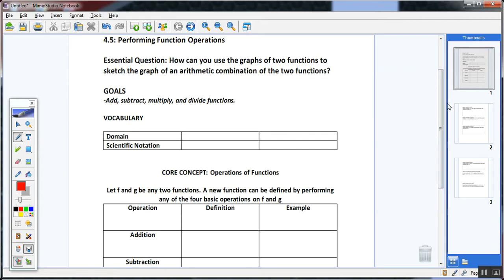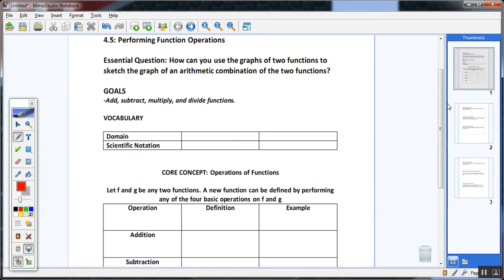Question here, what are we trying to figure out today? What are we trying to answer? How about a volunteer to read that for me first today? The essential question: How can you use the graphs of two functions to sketch the graph of an arithmetic combination of two functions? Okay, and that word, I'd probably pronounce it arithmetic. Yep. So how do we use the graphs of two functions to sketch the graph of an arithmetic combination of two functions, okay?